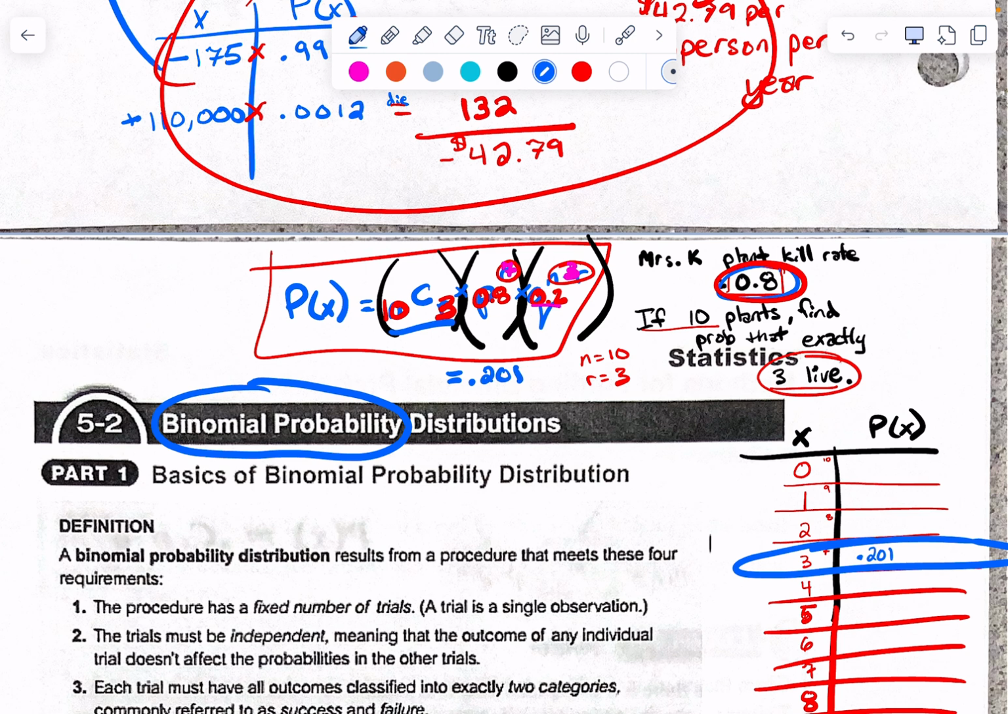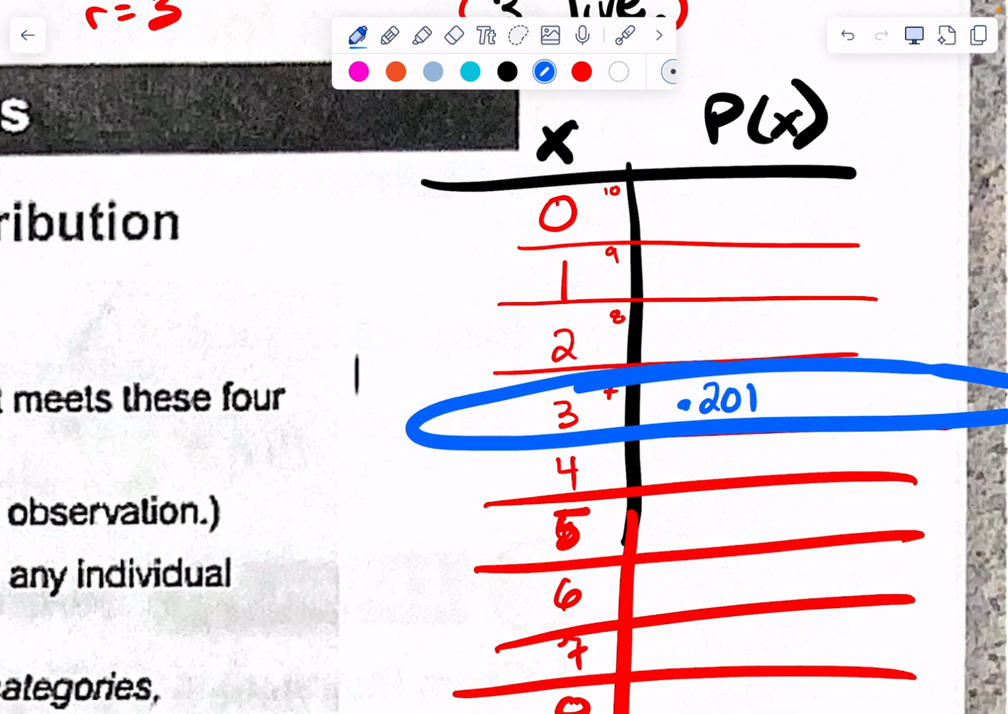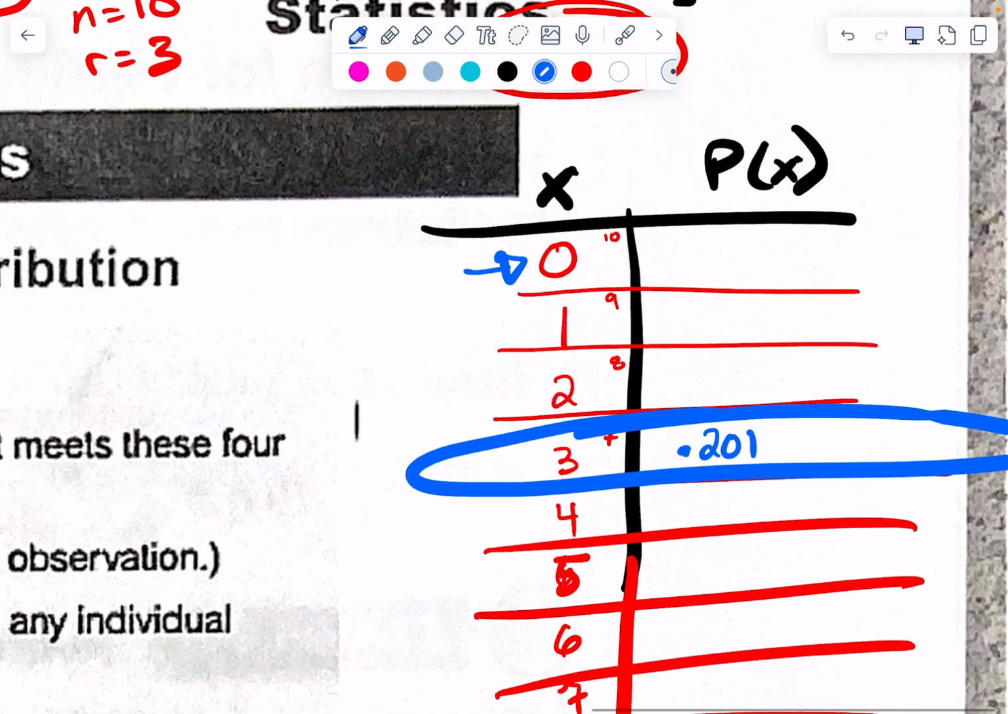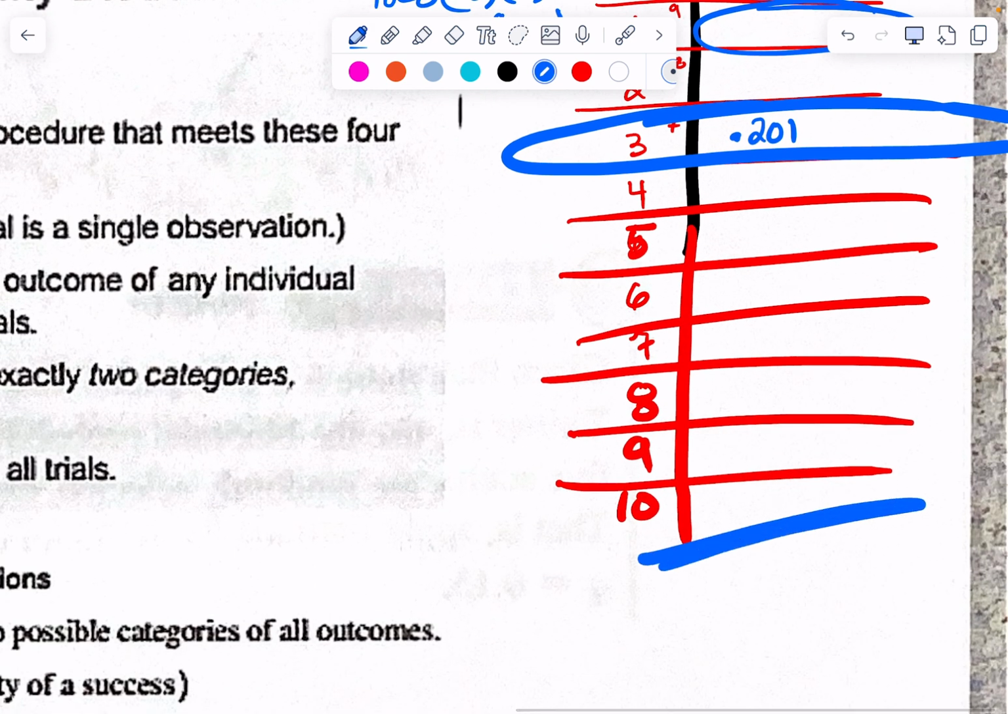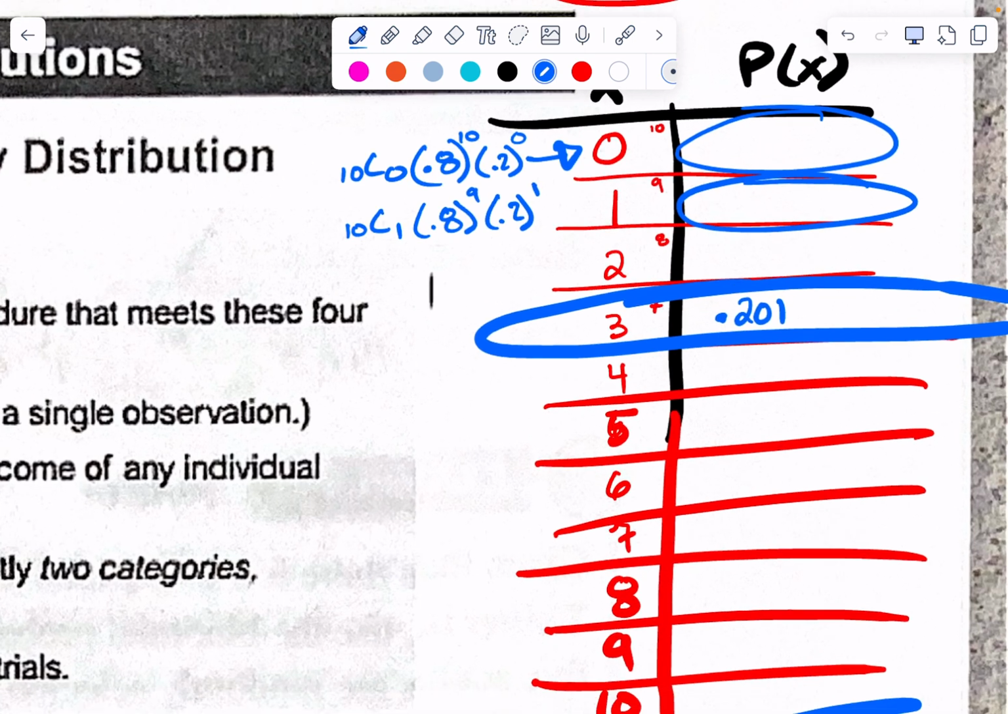Now, what we could do is fill this whole table in, right? This would be the chances of 0 living, so this would be 10C0. P would be 0.8 because that's my kill rate. If I want 0 to live, then what's the exponent on the 0.8? 10, right? And 0.2 would be to the 0 power. I could fill that in and figure out that probability. Then I switch it and it's 10C1, 0.8 to the 9th power, 0.2 to the 1st power, and I plug that in here. And what do all of those probabilities end up adding up to be? 100%, or 1, right?